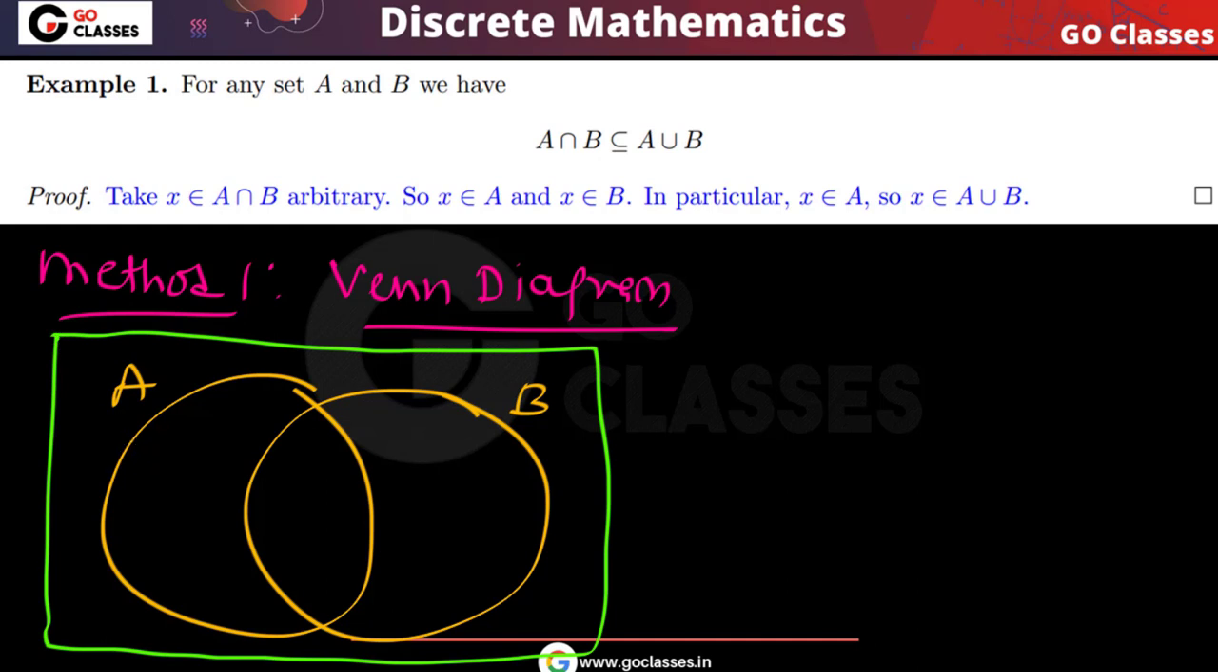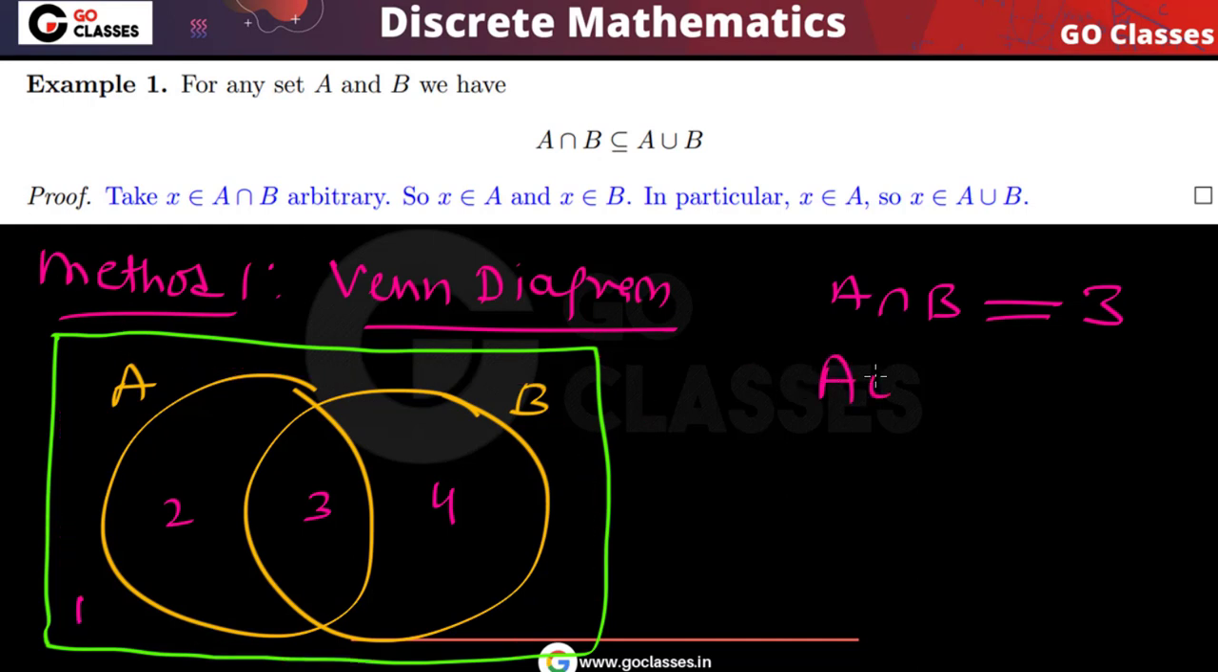In this Venn diagram, I can create four areas. This is area 1, this is area 2, this is area 3, this is area 4. So in total we have 4 areas. This area 3 is basically A intersection B. So I can say A intersection B is area 3. And this outer area is area 1.